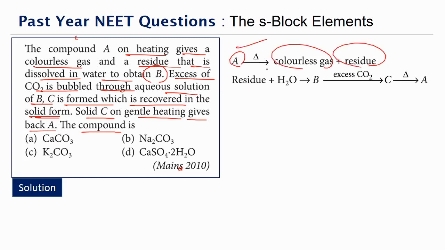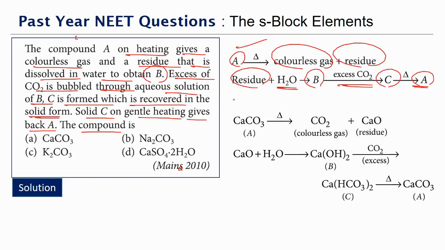Colorless gas and residue. The residue, when we dissolve in water, it will get B. So B when bubbled with CO2 will get C. C on gentle heating will give us A. So this process is basically the reaction map for calcium carbonate.